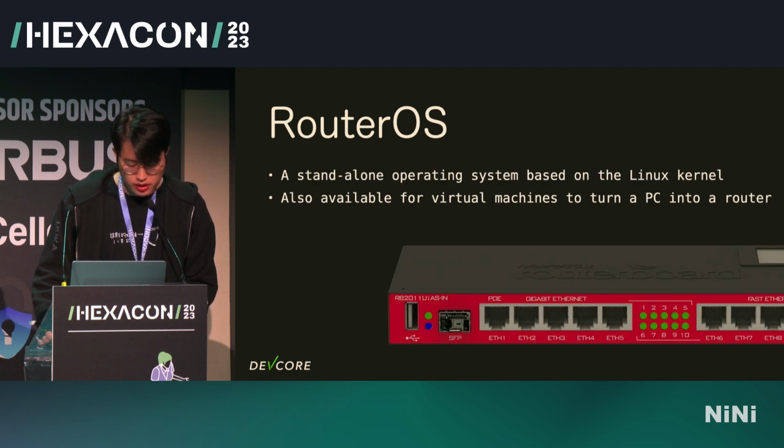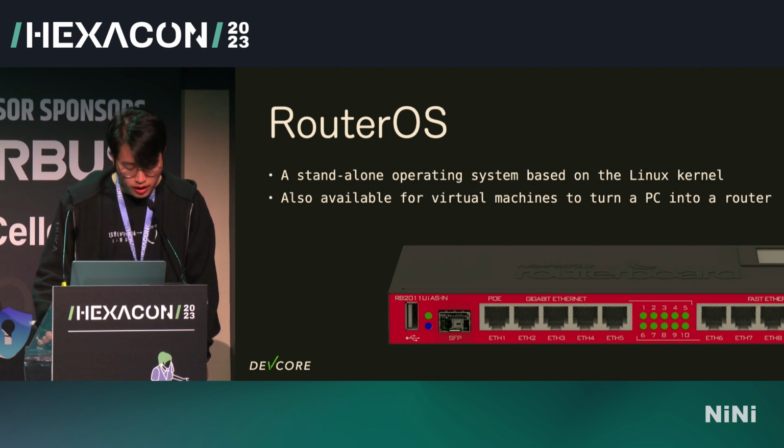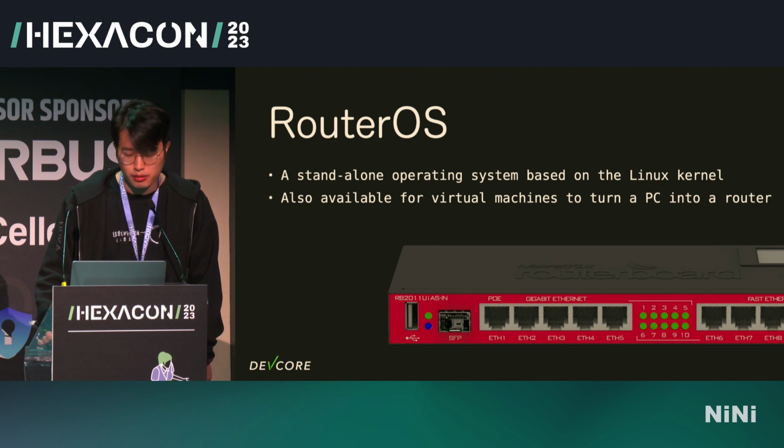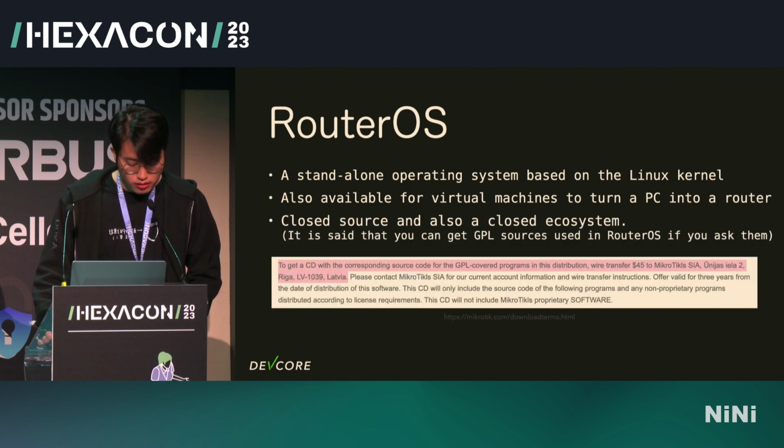And RouterOS is a standalone operating system based on the Linux kernel. It's currently based on the 3.3.5 version. And MikroTik also offers an ISO image, so we can run it as a VM. So you don't have to purchase a product. But yeah, there are some constraints we'll talk about later. And it's closed source and also a closed ecosystem. It means everything on the system was written by MikroTik.